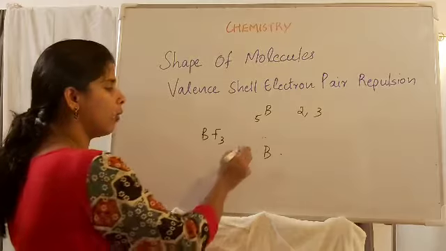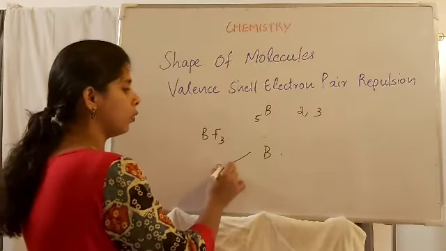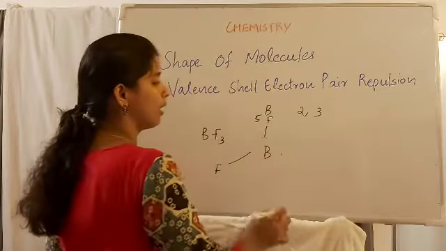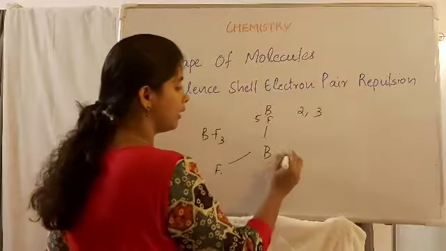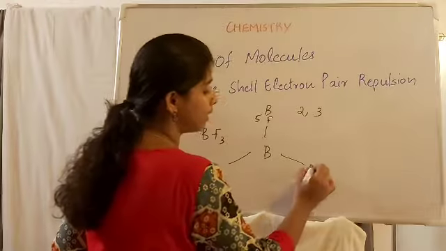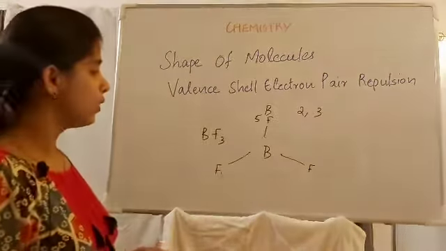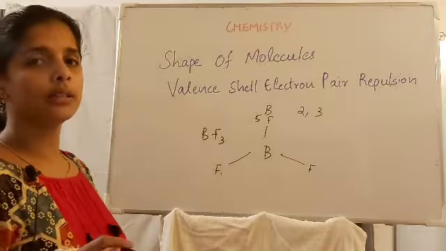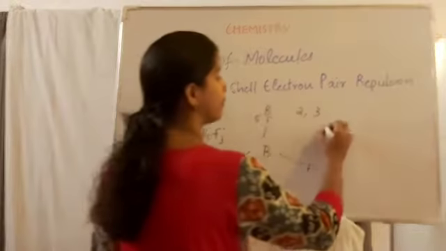Now, one electron is bonded with fluorine, another electron is bonded with another fluorine, and the next electron is bonded with the third fluorine atom. So altogether there are 3 bond pairs.